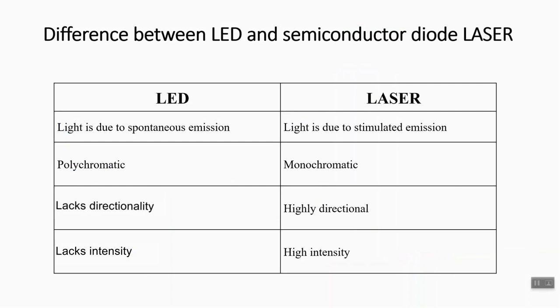In the case of an LED, light is emitted due to spontaneous emission, whereas in the case of a laser, light is due to stimulated emission. The output of an LED is polychromatic, whereas the output of a semiconductor laser is monochromatic. Light emitted by an LED lacks directionality, whereas laser light is highly directional. Intensity is very low in the case of an LED, whereas the output of a laser is highly intense. Thus, it is clear that forward biasing the PN junction diode with a current I greater than I threshold results in the generation of laser mode.